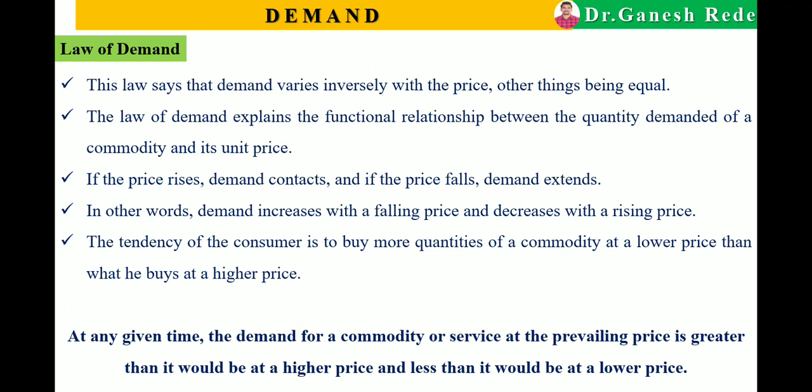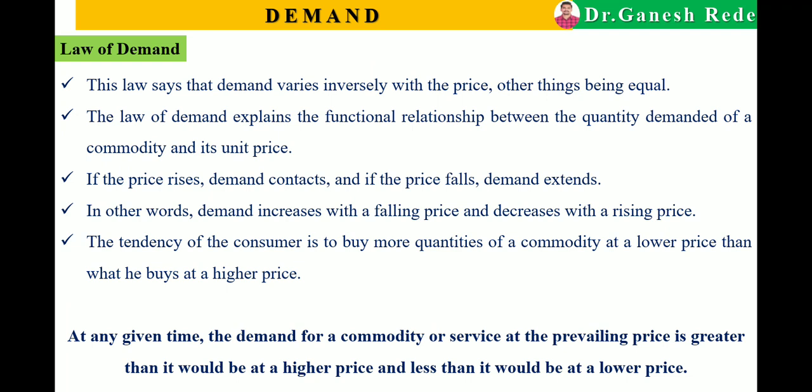Next topic is the law of demand. As we have seen in the demand schedule, the law of demand says that demand varies inversely, meaning oppositely, with the price, other things being equal. Here also we have to assume that other things are constant, such as the income of the consumer and other factors, prices of other goods and other factors. So they remain unchanged.